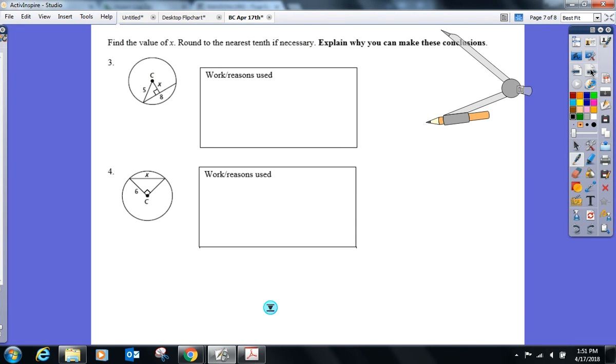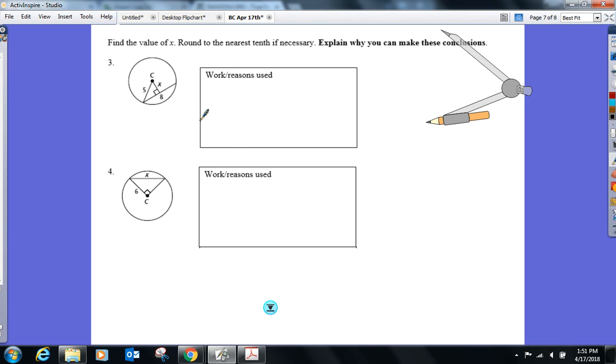All right. And just so you guys know, when I say work reasons used, what I'm looking for is anytime we label a diagram based off a circle fact, I want you to write the circle fact down. Look here, I'm looking for X. Looking for that little portion right there. It's not a radius, right? It is part of a what if it's coming from the center? It's part of a diameter, and it's what to the chord? Perpendicular.